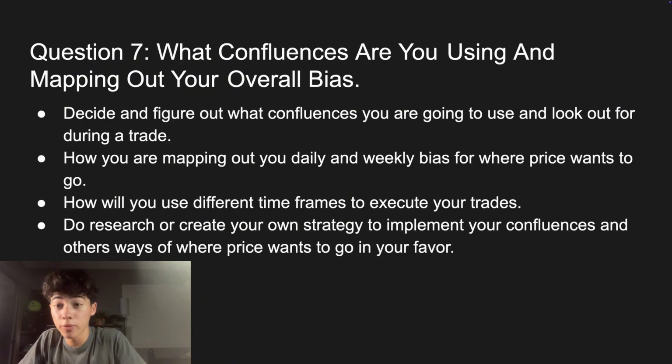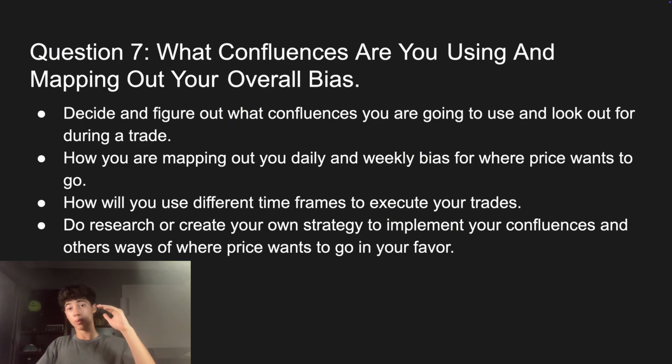All right. What confluences are you using in mapping out your overall bias? So, decide and figure out what confluences you are going to use and look out for during a trade. How you are mapping out your daily and weekly bias for where price wants to go. That starts off with going on to the daily time frame, seeing if price is bullish or bearish, where price wants to go for that week, and where price may want to retrace and continue either going higher or break structure and go lower, right? Just figure out what price is doing for that week.